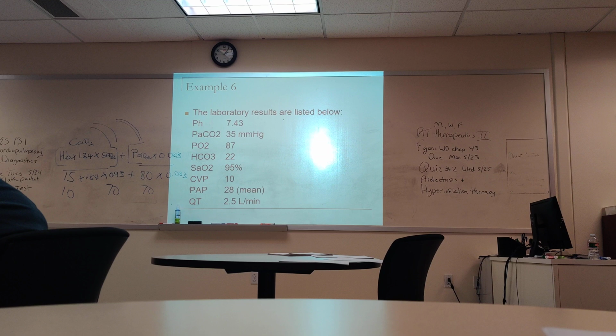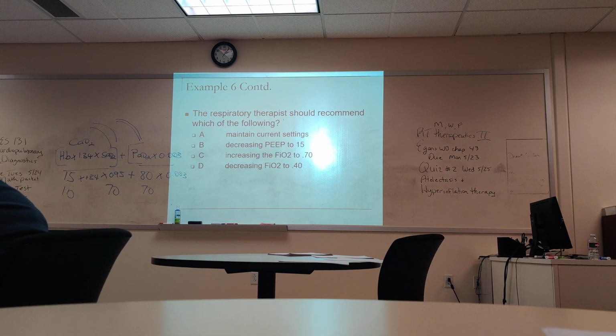No, it's below 4. So that PEEP is causing problems. It's decreasing cardiac output. So we have to back up on the pressure here. Now I have a PaO2 of 87. I can go down by 7 points and I'll still be okay. The respiratory therapist should recommend which of the following? Which one? B, right? Decreasing PEEP to 15.